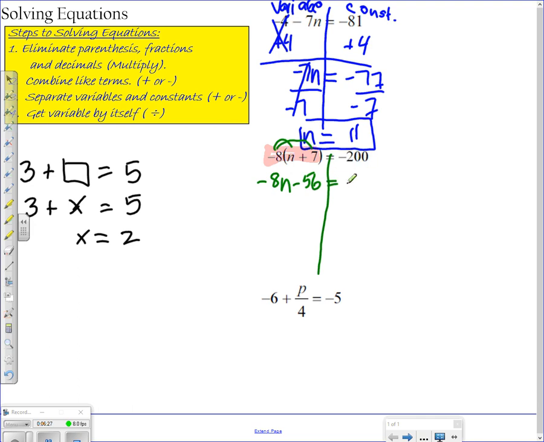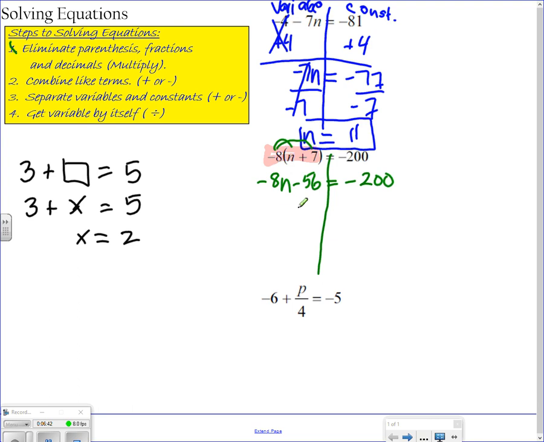There's no parentheses in here, so these will stay the same. That will not change. Now I have no more parentheses, fractions, or decimals, so I'm done with step number 1. Now step number 2, combine like terms.